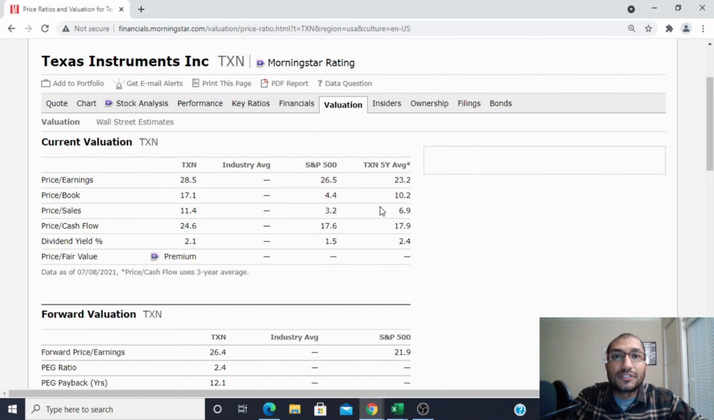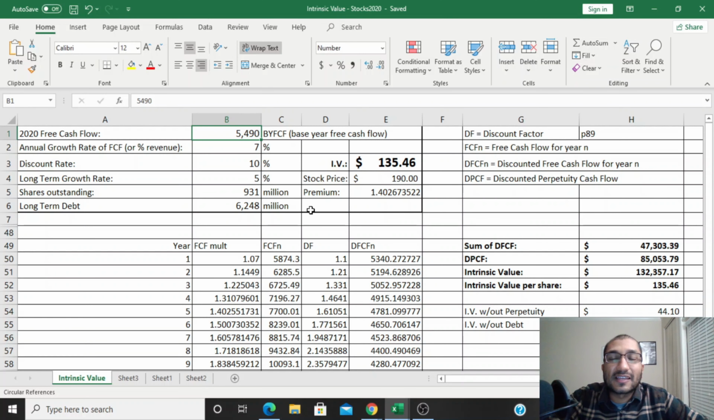Hey guys, now let's look at TI's discounted free cash flow, DCF, analysis. Over here I pasted Texas Instruments' 2020 free cash flow numbers that I got from Morningstar, which is at $5,490 million. I'm assuming that TI's annual growth of free cash flow will be at 7%. What this means is I expect TI's free cash flow to grow at 7% every year for the next 10 years. I'm using a discount rate of 10%.